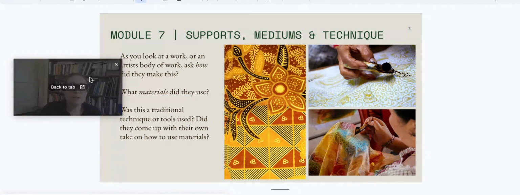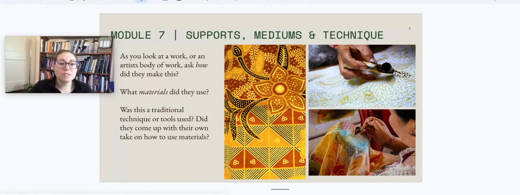All right. So module 7, here's some big questions. As you look at a work or an artist's body of work, ask, how did they make this? What materials did they use? Was this a traditional technique or tools used? Or did they come up with their own take on how to use materials?